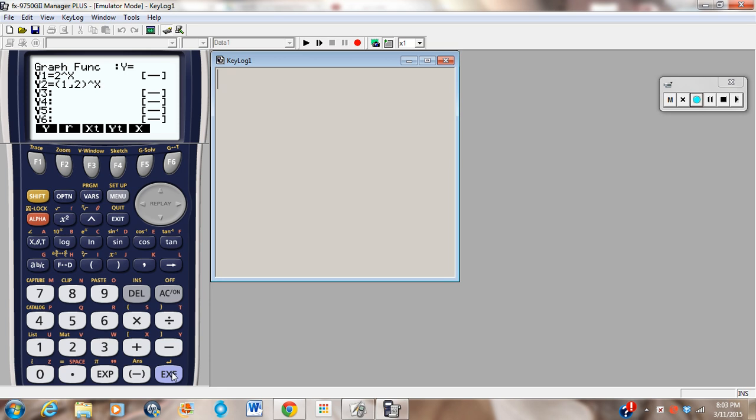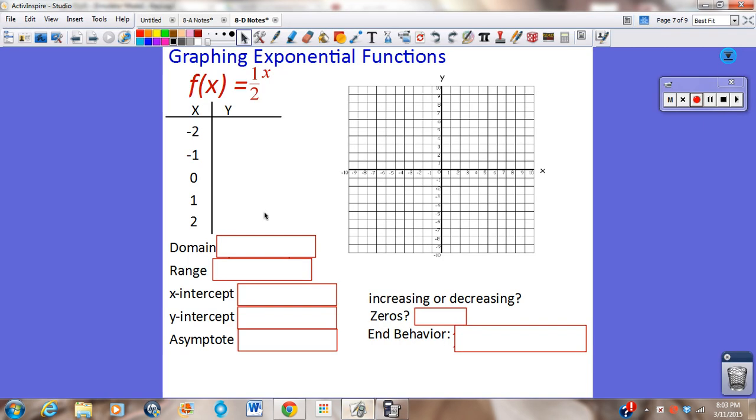Okay? If you're on a TI, you're going to do the exact same thing. Put that fraction in parentheses. Okay? Yours would be parentheses 1 divided by 2, close parentheses, caret x. And then I'm going to tell it to draw. Notice it's now coming the other way, so it's a decreasing function. Okay, so it's doing this. Okay, so again, our domain is all real numbers.